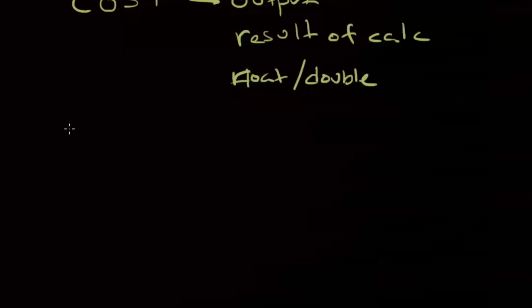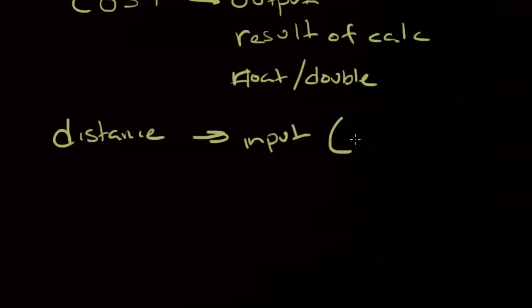The other piece of information we need to know is distance. And this is going to be an input from the user, and it's going to be in miles, which could be 1.5 miles, so certainly we would want something like a double.